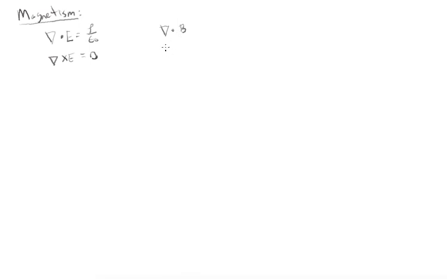B is the letter used for a magnetic field. It's a vector just like electric field was, similar idea. And then we have a cross for that as well. So we have a divergence. We have a curl for magnetism, except these don't equal the same thing. Here, magnetic fields have no divergence.